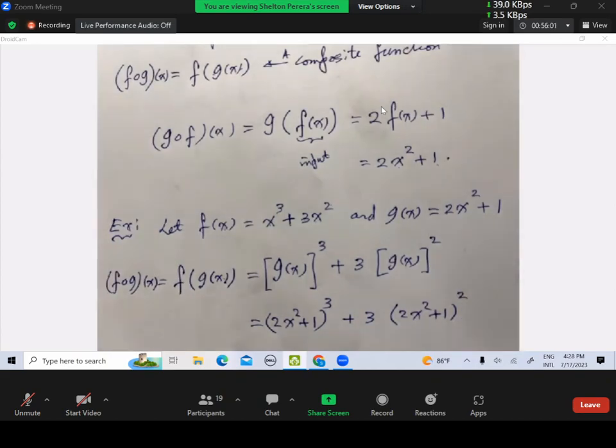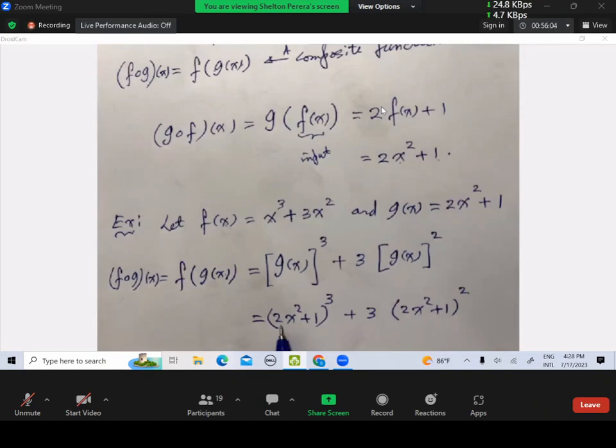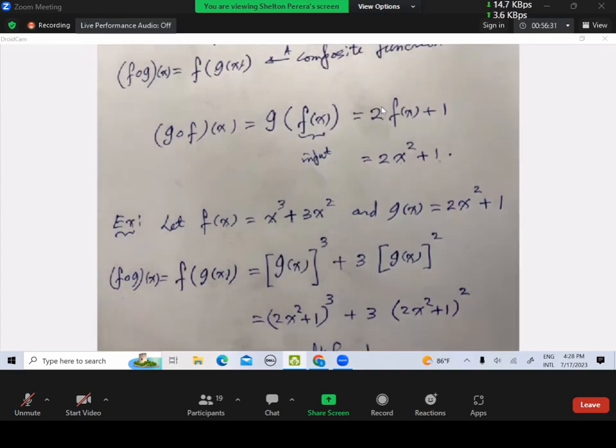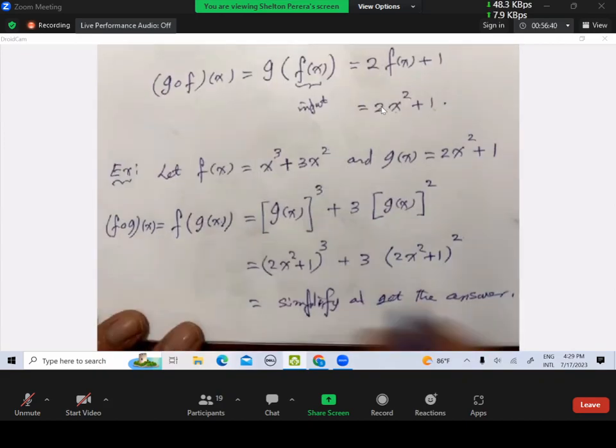Now to simplify, it's a messy thing. Here I need to know a plus b cubed. Here I need to know a plus b squared. If you know those formulae, then you can expand these and simplify. Okay, so expand and simplify, and put the answer. That is kept as a homework.